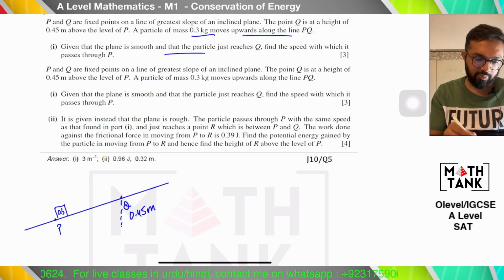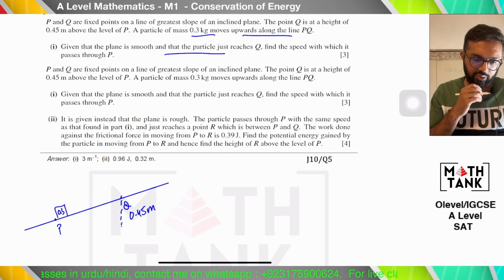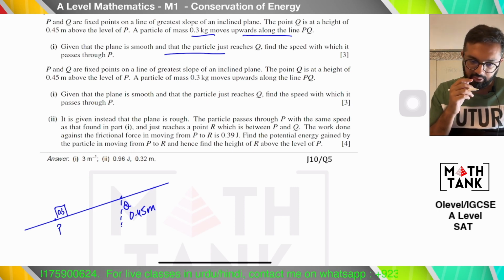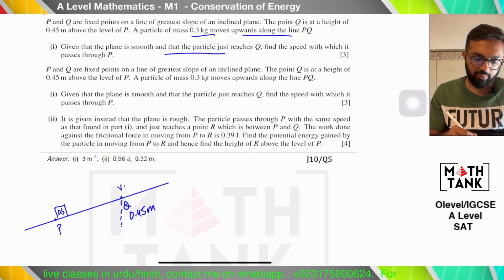Given that the plane is smooth and the particle just reaches Q, find the speed with which it passes through P. Okay, so it just reaches Q, which means that the velocity becomes 0. u is unknown. So I am going to say that since the plane is smooth, there are no external forces involved.